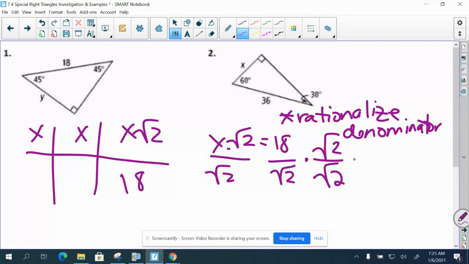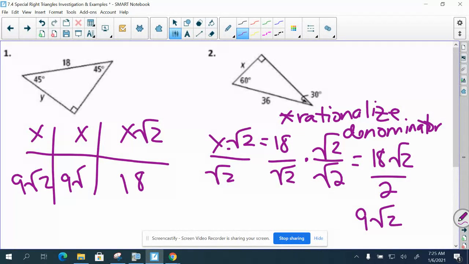Okay, so doing this will give us 18 square root 2 over, and then square root 2 times square root 2 is just 2 because the square roots cancel out. And then there's one last thing to do. You can see that the 18 and 2 will simplify to be 9 square root 2. So x is 9 square root 2. And now there's a little pattern that some of you might like to use: if x square root 2 is equal to 18, then x is going to be half of 18 times the square root of 2. Okay, because that's just the math that we did over here. So that's a little trick you can use.